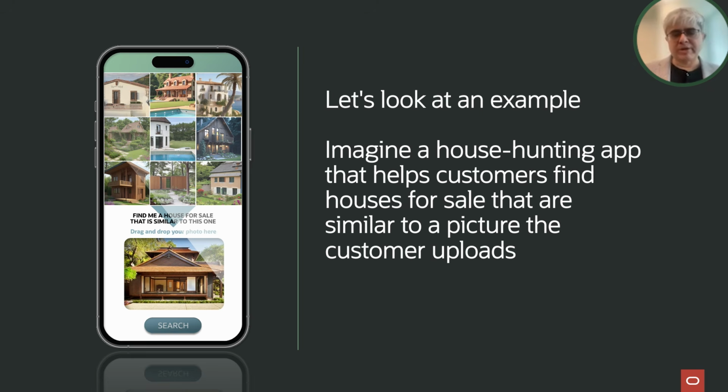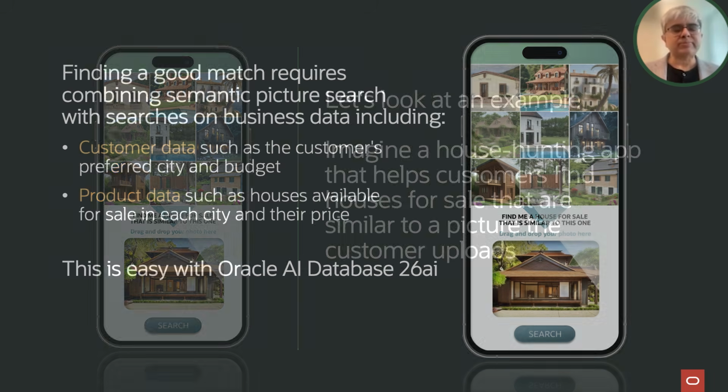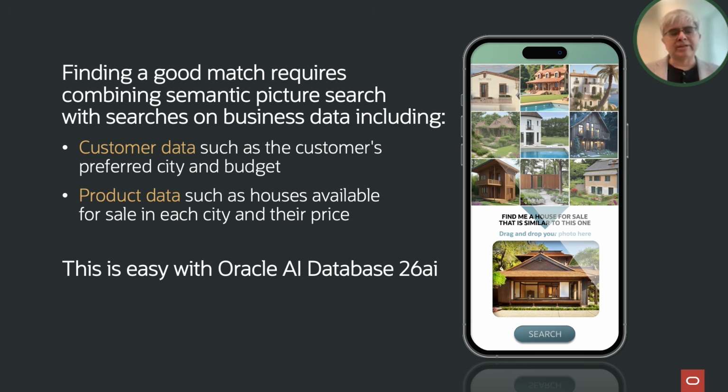So now we're going to switch to a different type of application, which in this case is a house hunting application, which basically helps the users find houses for sale that are similar to a picture that the customer uploads. So in practice, when you're trying to find a house, you need to consider both the desired picture or the image of the house that you'd like to buy, along with other types of user preferences and business data.